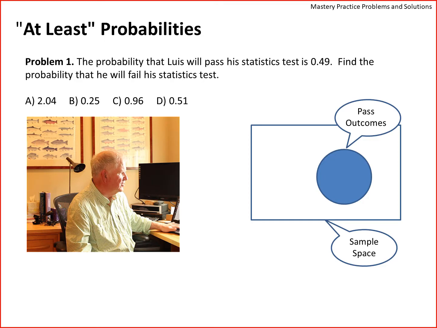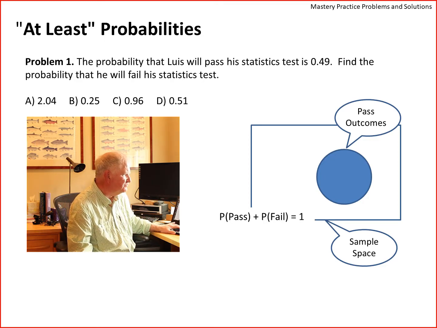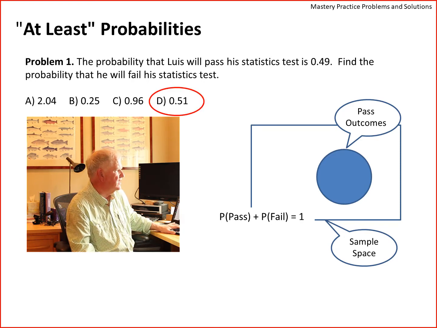So it's really just as simple as that. And that problem is there because this skill of finding complements is what you need in order to do at least probabilities. So the probability of pass plus the probability of fail has to be 1. You take a test and something has to happen. You got to pass or you got to fail. If it's 49% pass, it's got to be 51% or 0.51 to that probability that he might fail.